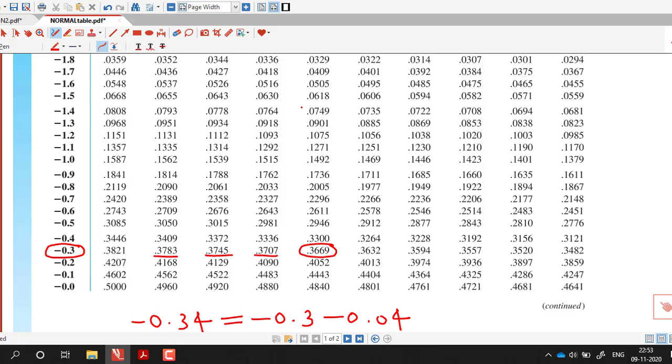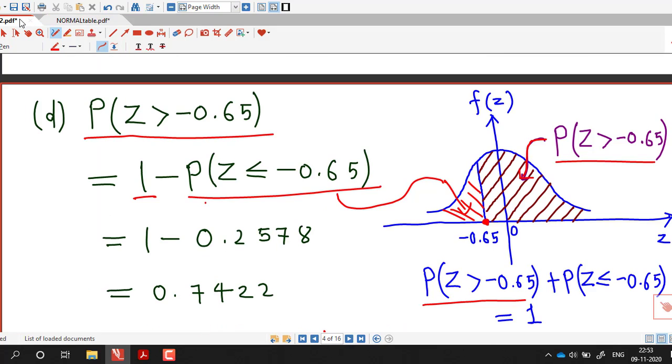So minus 0.6 and 5. So this is minus 0.6 and we have to go up to 0.05. This is 0, this is 0.01, 0.02, 0.03, 0.04 and 0.05. So it is 0.2578.